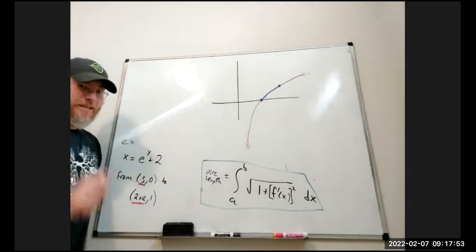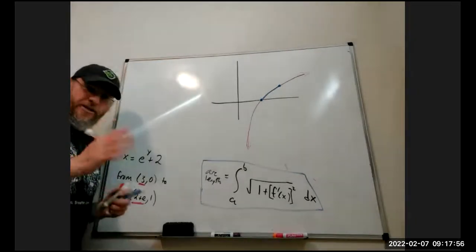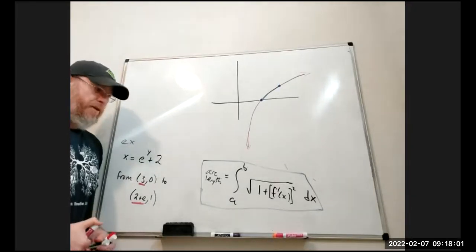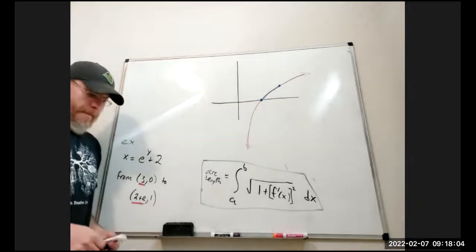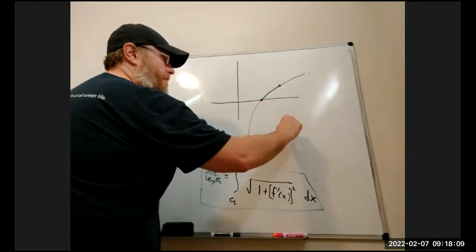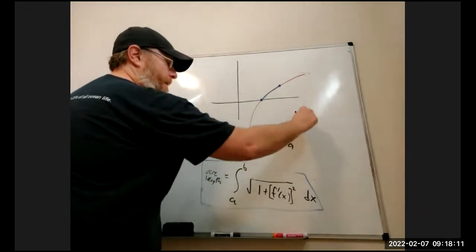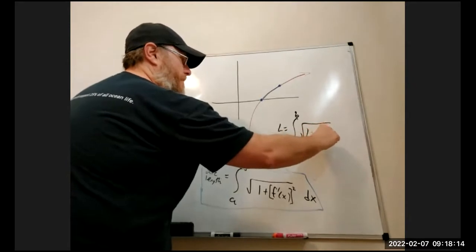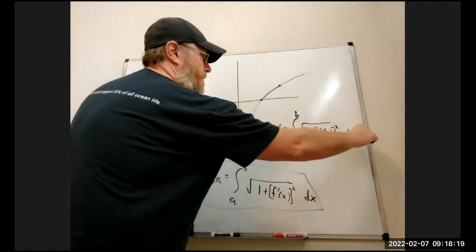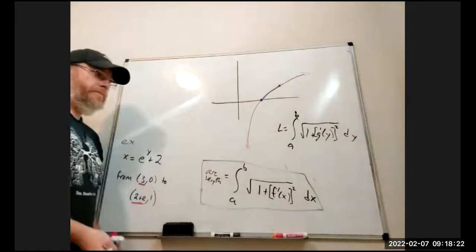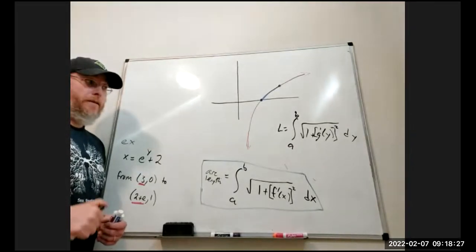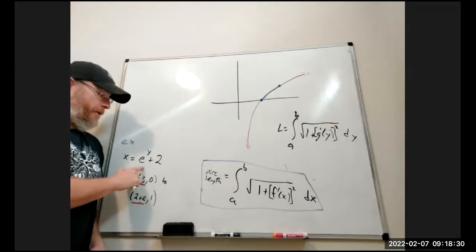So check this out. Let's just change our perspective. Instead of thinking of this as a function of x, what if I wanted a function of y? Well, it turns out that if you want to do this as a function of y, you can also think of your arc length as an integral from a to b of the square root of 1 plus, I'm going to call it g prime of y squared, dy. It's actually exactly the same format if we have a function of y.